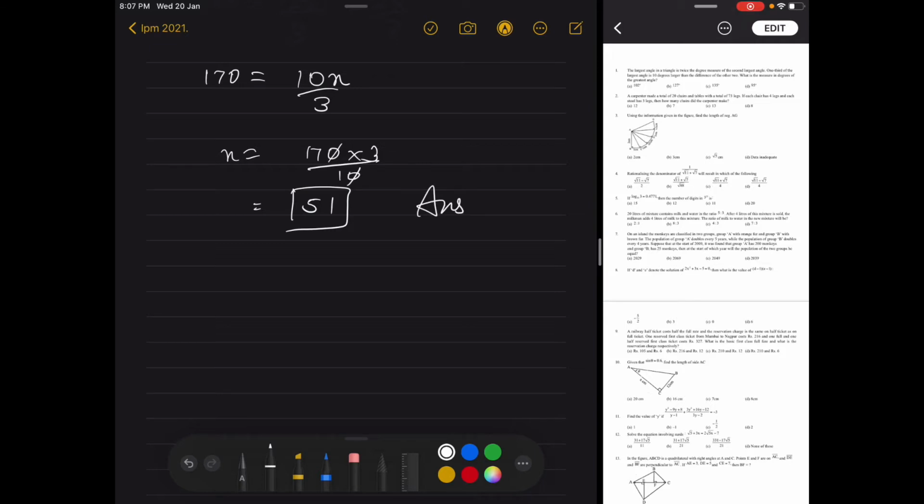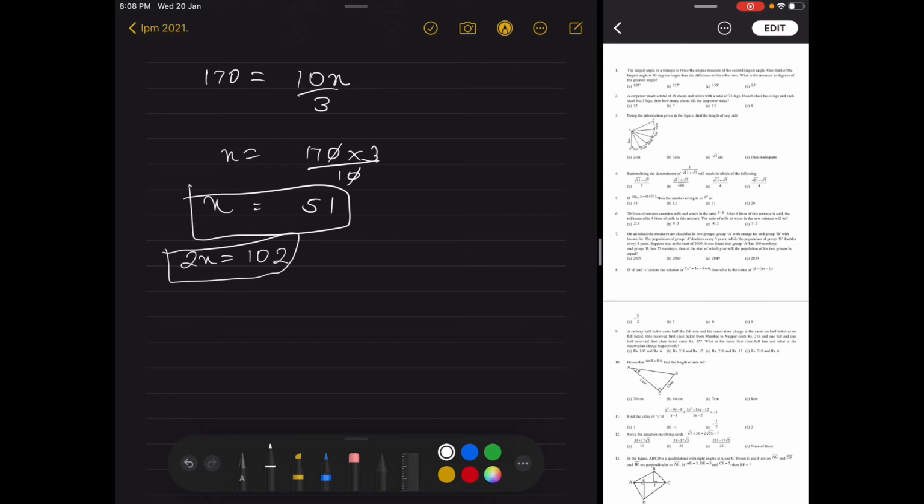Now what they are asking, what is the measure of the largest angle? x is equal to 51. Largest angle is 2x, which is equal to 102. Therefore the answer is A, option A.